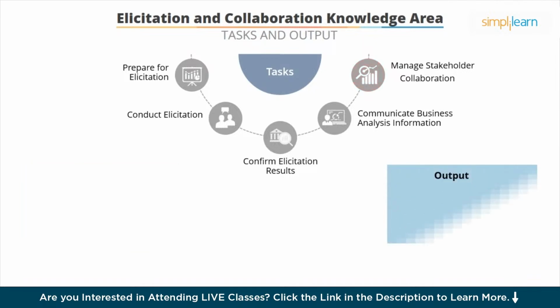Certain outputs are expected from each task. For example, elicitation activity plan is an output of the task prepare for elicitation. Unconfirmed elicitation results is an output of the task conduct elicitation. Confirmed elicitation results is an output of the task confirm elicitation results. Communicated business analysis information is an output of the task communicate business analysis information. Stakeholder engagement is an output of the task manage stakeholder collaboration. Let's discuss each of these tasks in detail next.